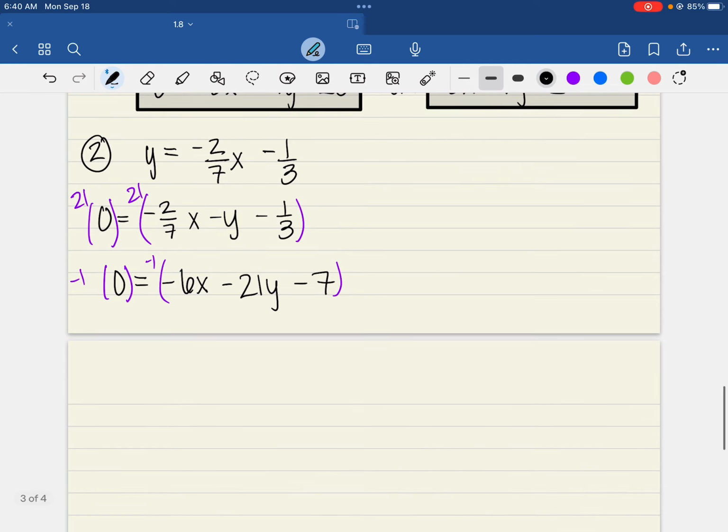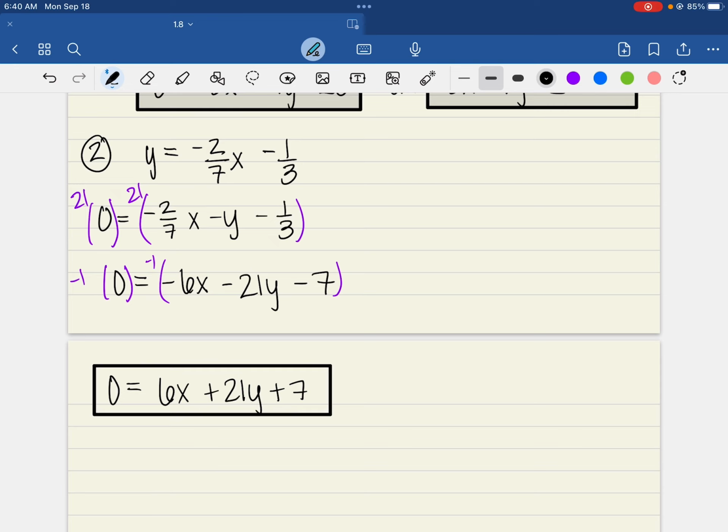Which would give me 0 equals 6x plus 21y plus 7. Now, how could I have done this differently or faster? Okay, a couple of different methods. You could have, instead of subtracting the y to the right, added these values to the left, which would have made them positive by adding them over.